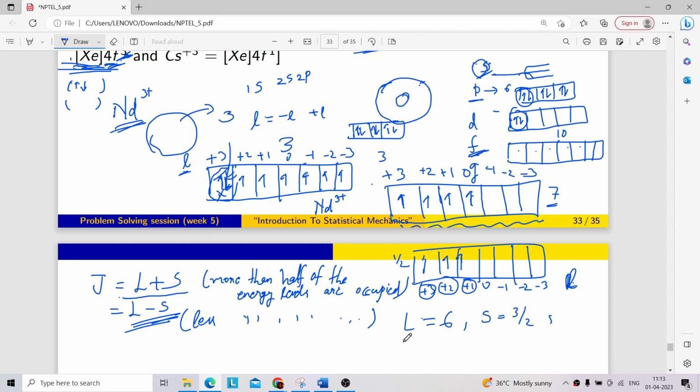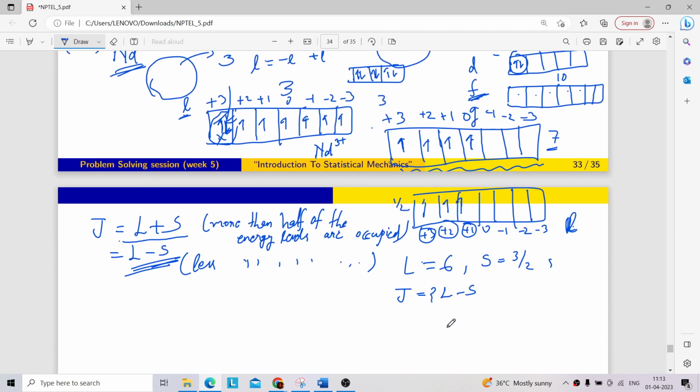Now it's time for J. What will be J? You see, less than half of the energy level is filled, so J will be L minus S. So what is this J value? 6 minus 3 by 2 is 9 over 2. So I have J, I have L, I have S.